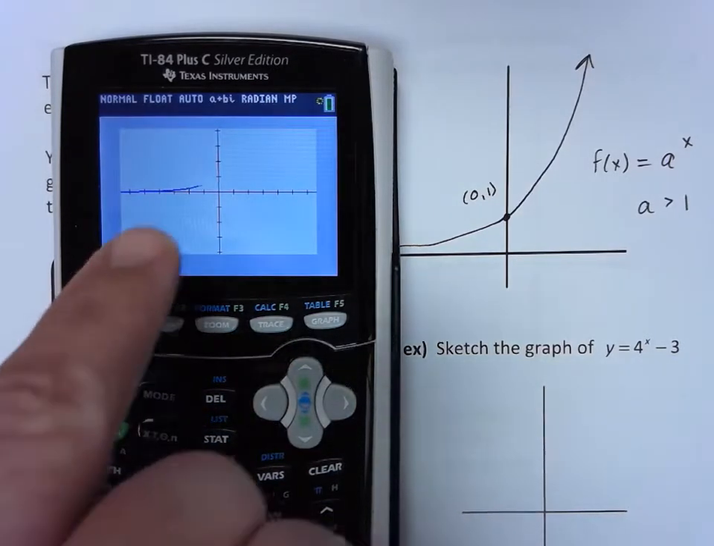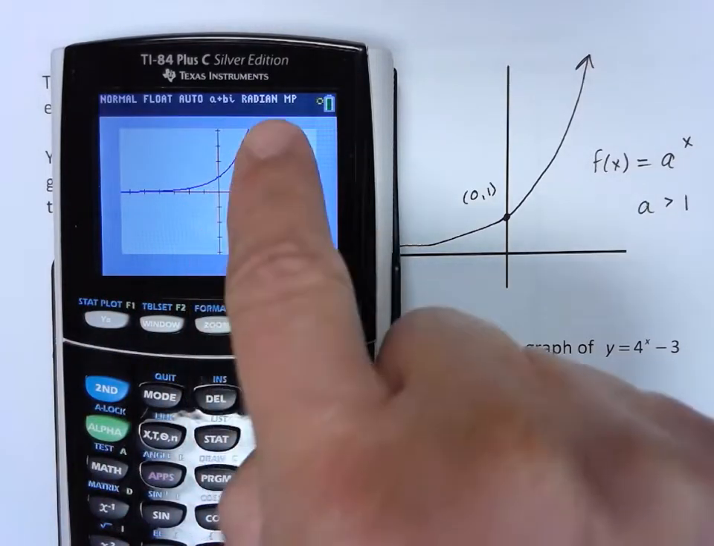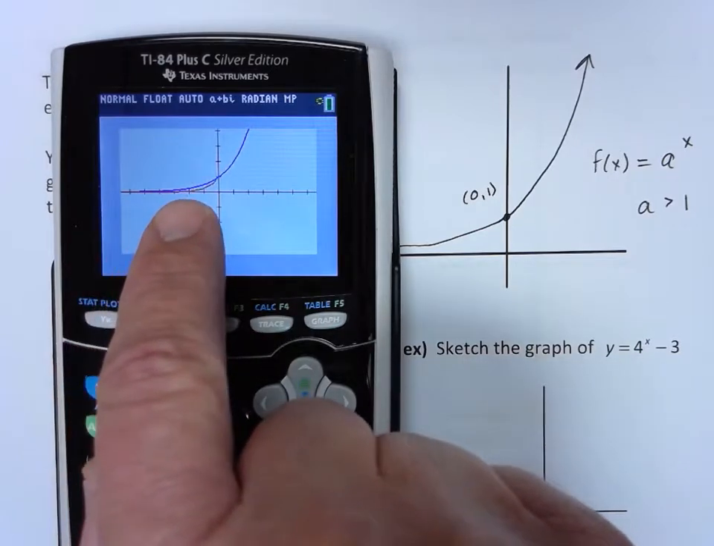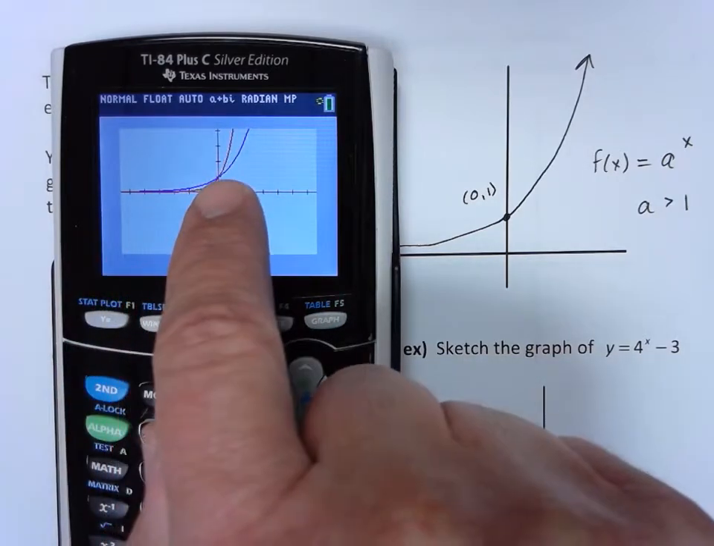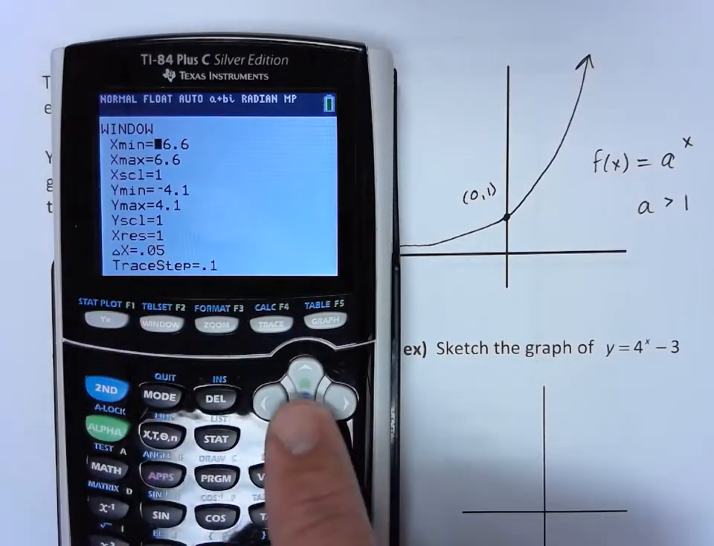So again, the graph starts close to the x-axis, crosses the y-axis at 1, and then grows steeply. The red graph is also close to the x-axis, a little bit below the blue graph, and then they touch the y-intercept, and then it grows steeply. So let me shift my window down a little bit.